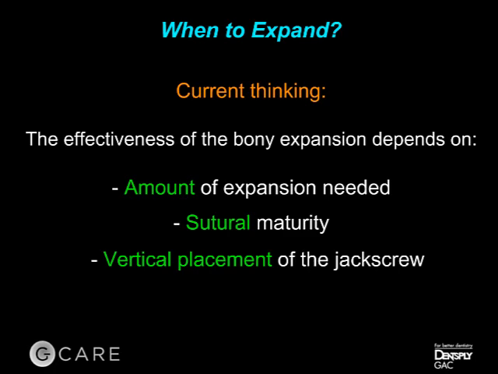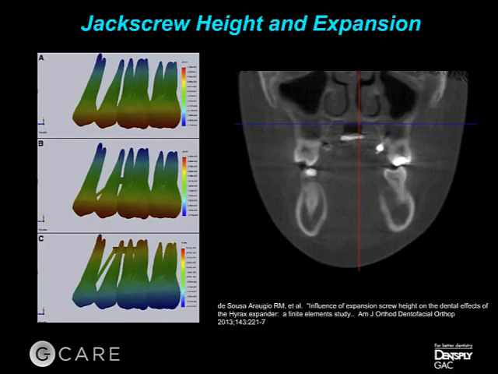The next aspect that we're looking at right now is vertical placement of the jack screw. I think this is also going to play a big role in determining how much expansion we can achieve, and especially how effectively. If we look at this study that was also done in the AJO, they showed finite element simulations of where the stresses were being placed based on the height of the expansion screw. What was shown was that the lower the expansion screw was placed, the more stresses showed up in the teeth. As the screw is placed higher and higher, you can start to see the stresses being placed at the apex of the teeth, which for me now translates to the bone.